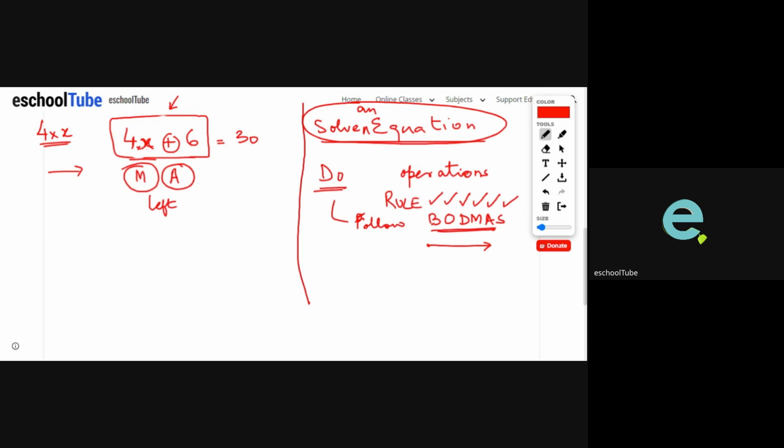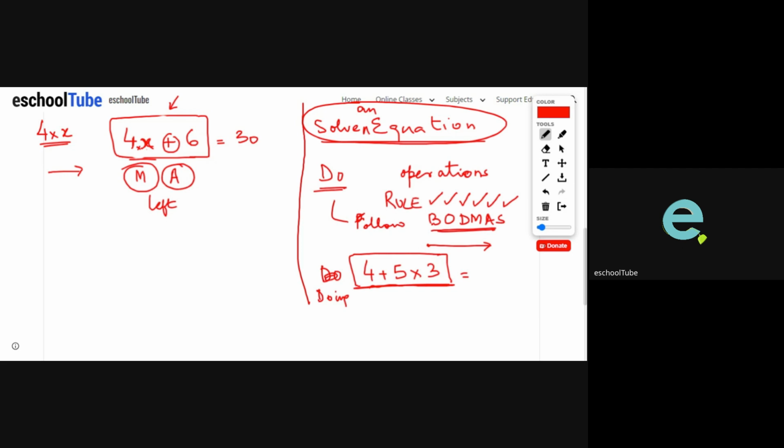For example, if I say 4 plus 5 multiplied by 3, what should be the answer? Now I am asking what the answer of these numbers should be. That means you have to do these operations, only then you will find the answer. Some will say 27, some 60. How come 60? No, sir, 27. First, we have to do 4 plus 5, which is 9, and 9 multiplied by 3.